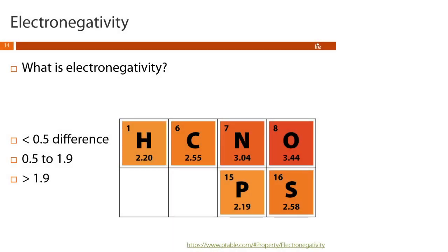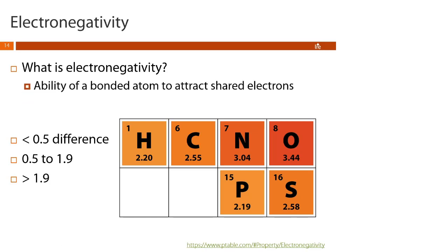Okay, so we're going to do a quick physical properties review, and that's going to be our last thing for today's lecture. So I know you guys covered electronegativity in the last class, but could you give me a definition for electronegativity? So electronegativity is the ability of a bonded atom to attract shared electrons. So this can give us a lot of insight into what type of forces are holding two atoms together.